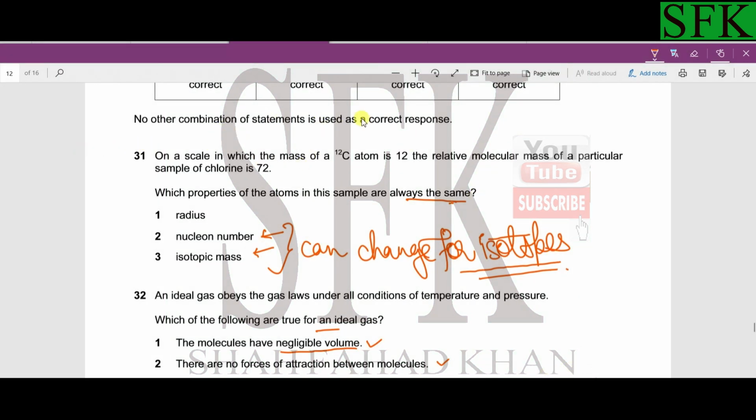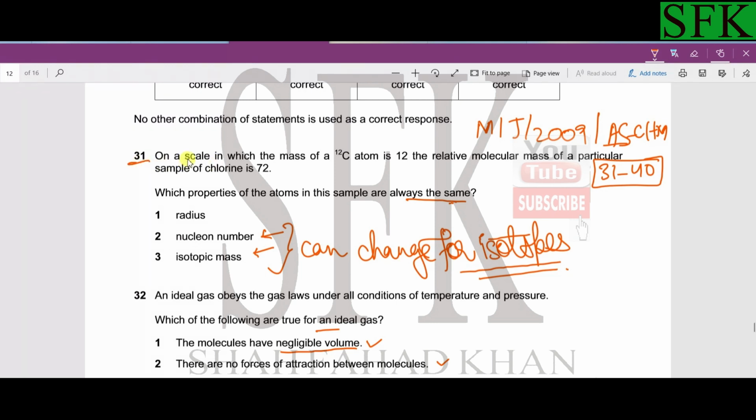Okay, guys, so the last 10 MCQs of this paper, May June 2009, of chemistry, AS chemistry, MCQs 31 to 40. These are the three statement MCQs, and let's get started.